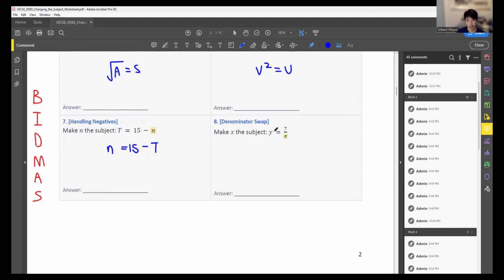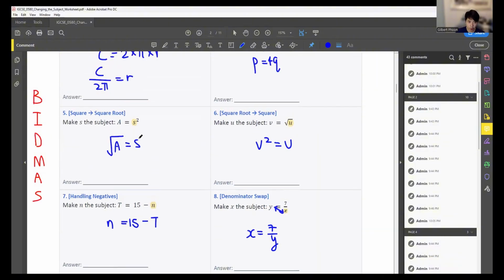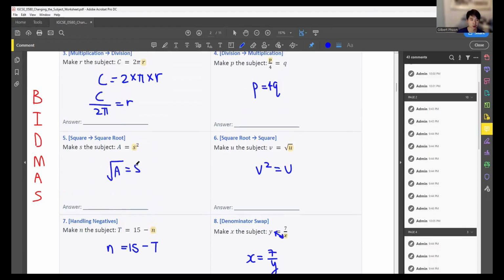Then this one here is the last one that we talked about earlier. In order to make x the subject, I would have swapped both of these positions here. So it is just x equals 7 over y. If you notice, when I'm making the subject, I will not always bother to make the subject on the left-hand side, because once I have the final answer here, all I have to do is just rewrite it as s equals square root of a for my final answer, or even u equals v squared.